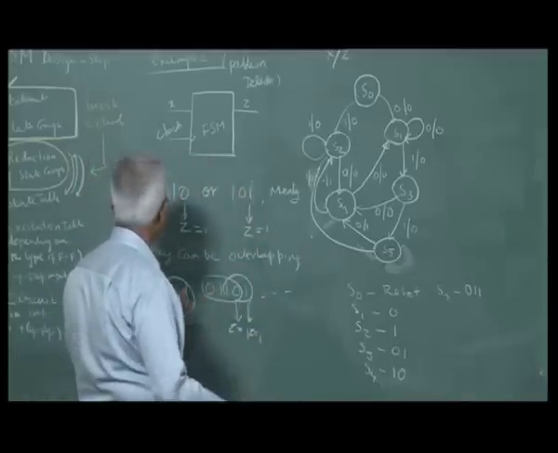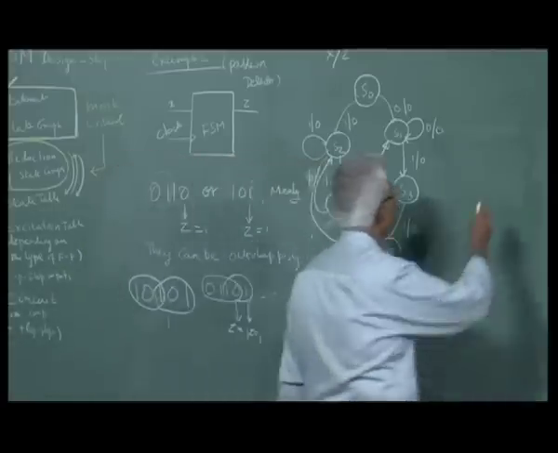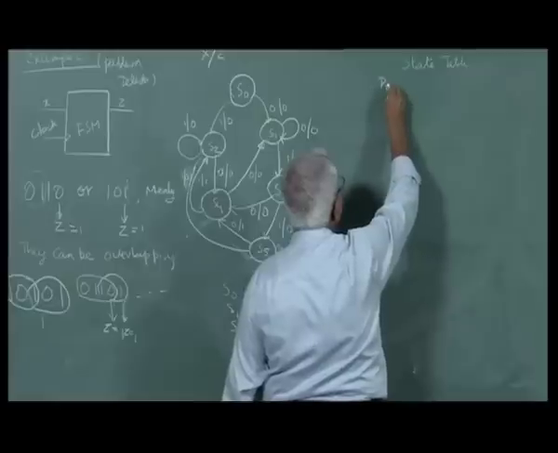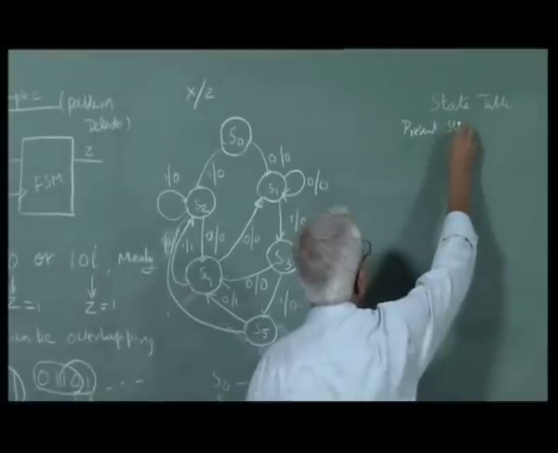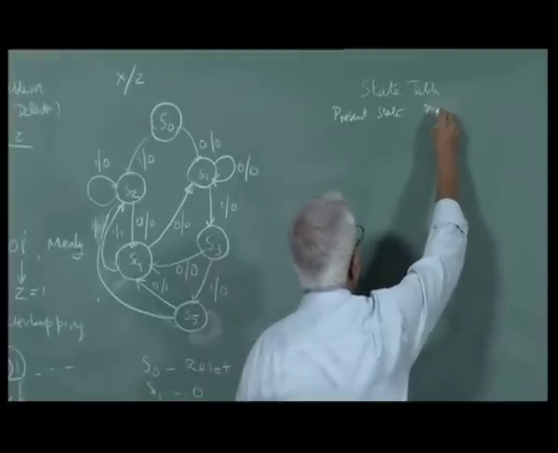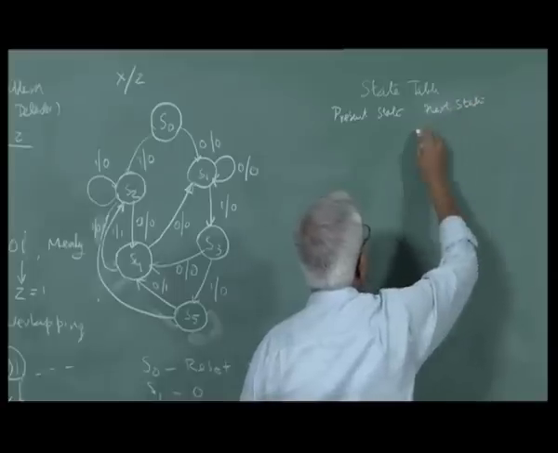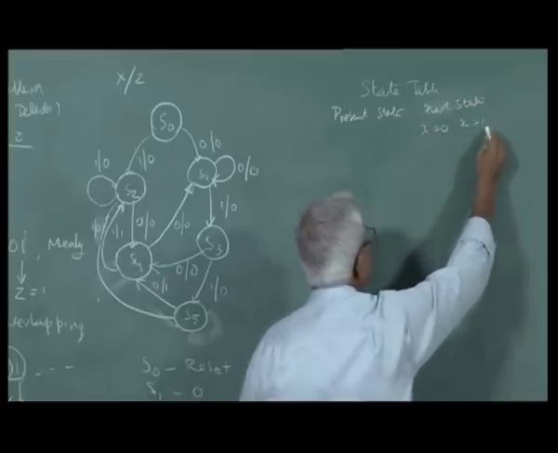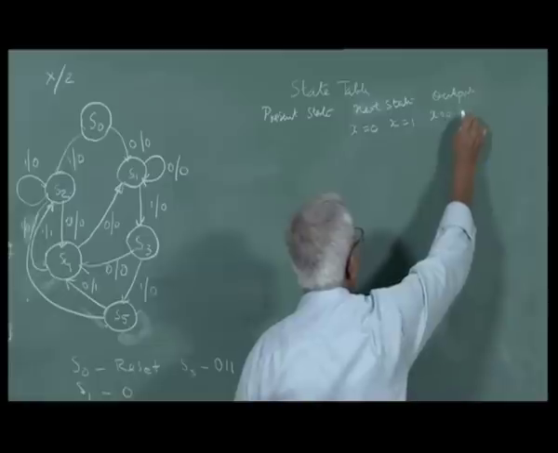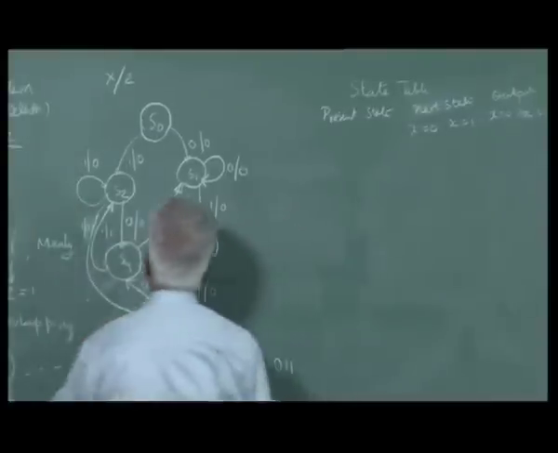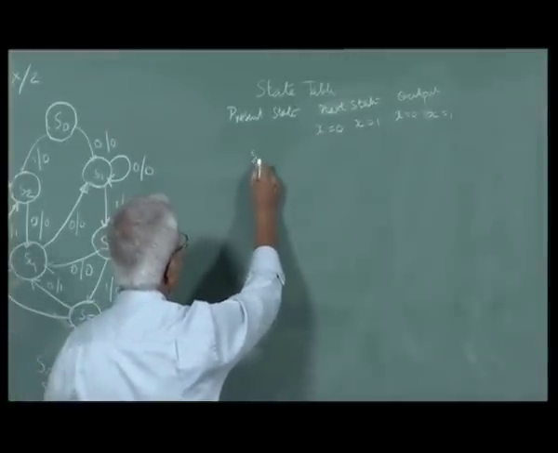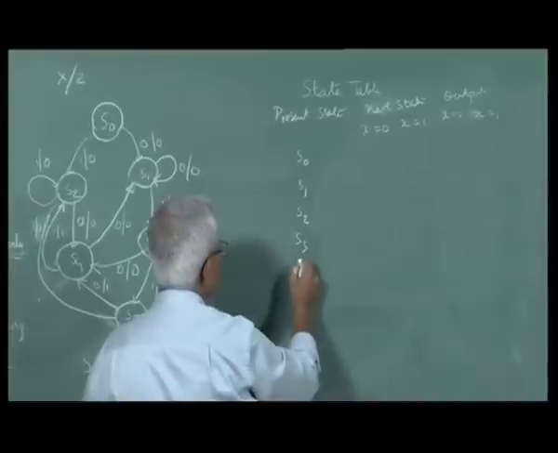Now you draw this state graph, then you write the state table. Present state, input, next state, let's say 0, what is the next state? Output. What is the output if x is 0? What is the output if x is 1? Now how many states have we got? S0 to S5, 6 states. S0, S1, S2, S3, S4, S5.